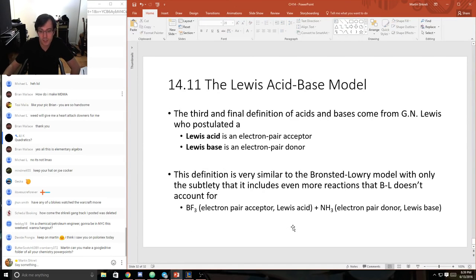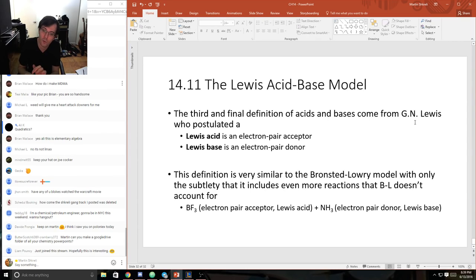Last slide, very simply, is the Lewis model. So Lewis, this chemist G.N. Lewis in the 1920s, postulated that Lewis acids is the most general form. So you have the Arrhenius is the least general, then you have the Bronsted-Lowry, which is more general, and then this is the most general definition of acids and bases. So Lewis acid is an electron pair acceptor, and a Lewis base is an electron pair donor.